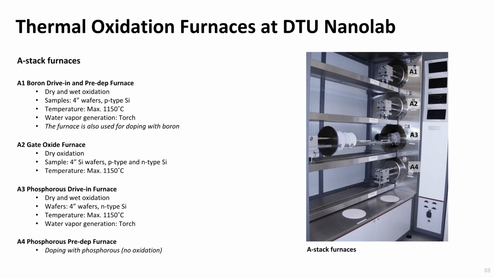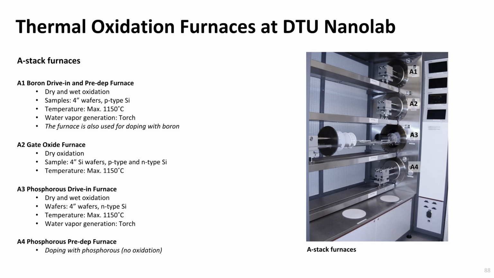The A-stack furnaces. They are the cleanest furnaces available. Furnace A1 allows wet and dry oxidation of P-type silicon wafers at temperatures up to 1150 degrees. Water vapor is generated using a torch. The furnace is also used for doping with boron. Furnace A2 allows dry oxidation of very clean silicon wafers at temperatures up to 1150 degrees.